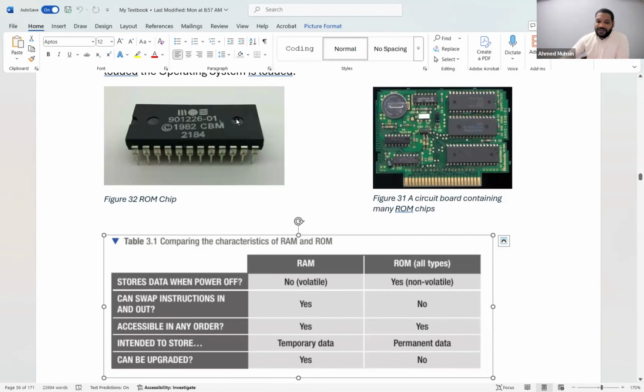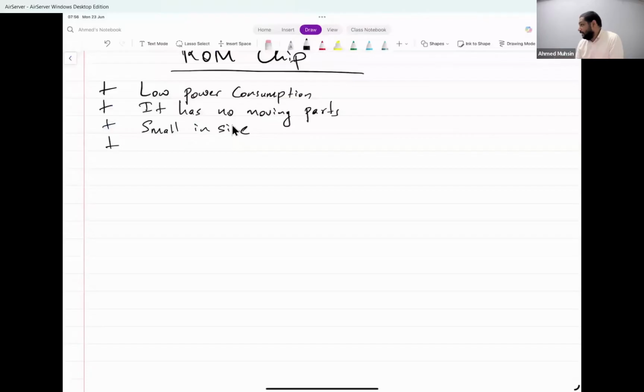Then what about its size? Does it look very big in size or small in size? It's quite small in size, right? So I'm going to write down another benefit: small in size. We have another major benefit: high read-write speed. Your ROM chip has a very high read-write speed. So I'm going to put here high data access speed.